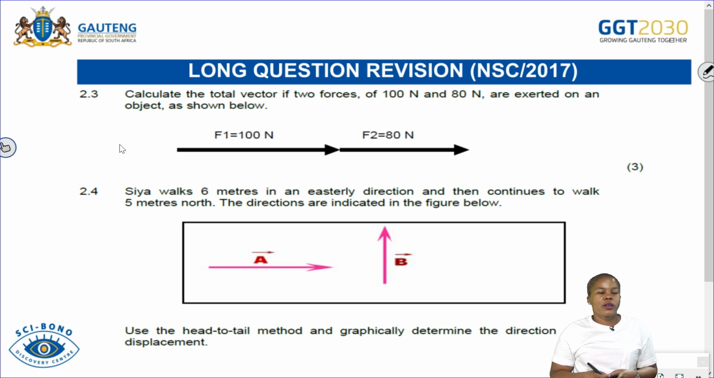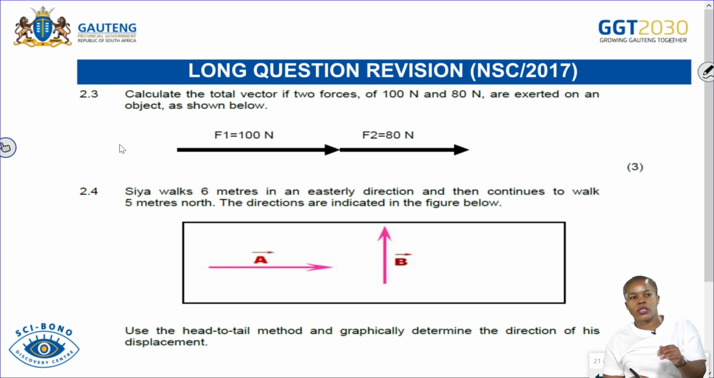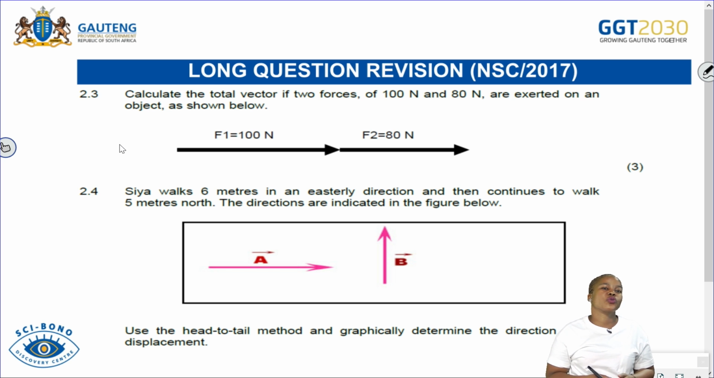Then 2.4, it goes on saying Sia walks 6 meters in an easterly direction. So the vector A is therefore Sia, because it is moving in the easterly direction. Okay, and then continues to walk 5 meters north. The directions are indicated in the figure below. Okay, so the diagrams are very clear with the directions. So we've got vector A, and then vector B, moving in the easterly direction and then moving to the north.